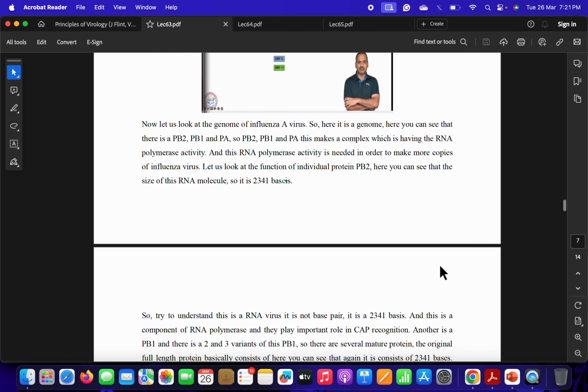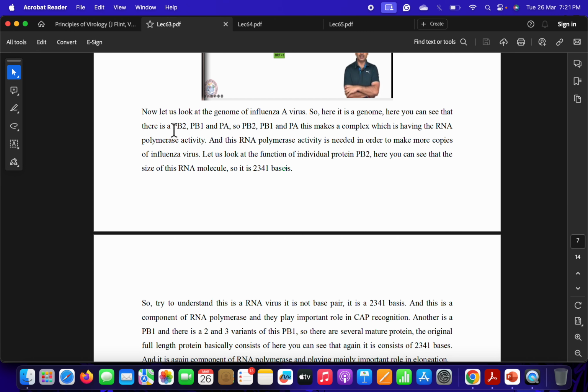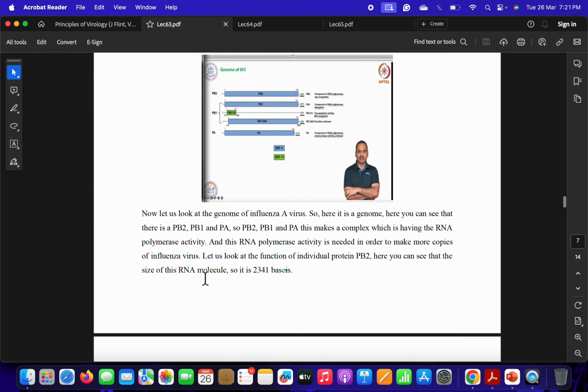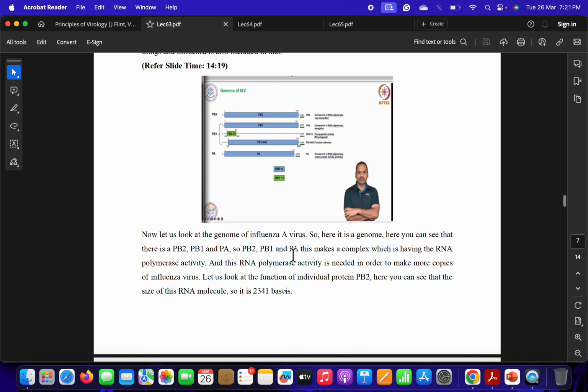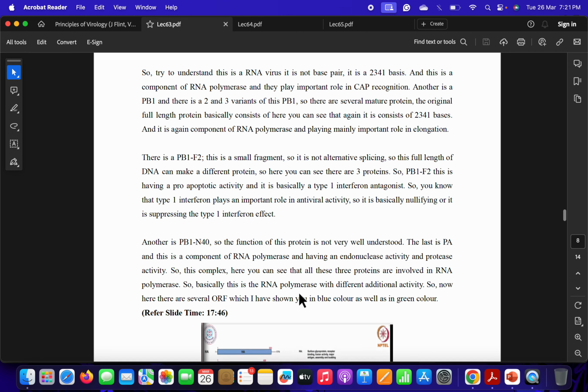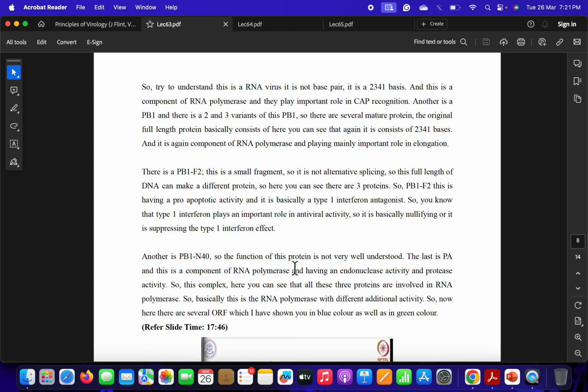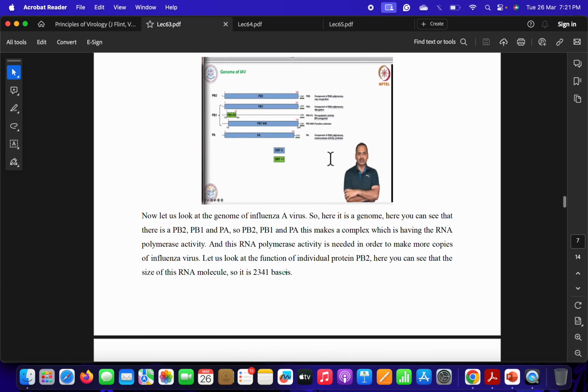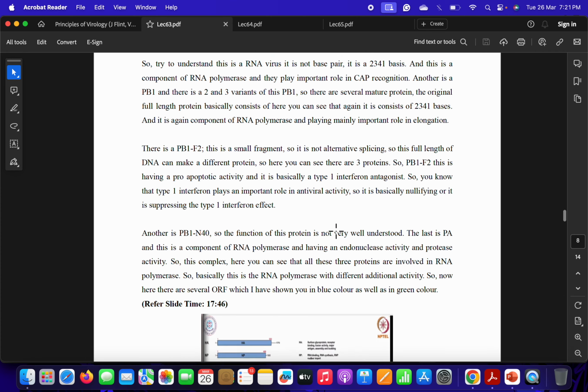So let us look at the genome of influenza A virus. You can see there is PB2, PB1, PA. PB2, PB1 and PA make a complex that has the RNA polymerase activity, and this RNA polymerase activity is needed in order to make more copies of influenza virus. Try to understand this RNA virus, which is not a base pair, and it has 2341 bases.